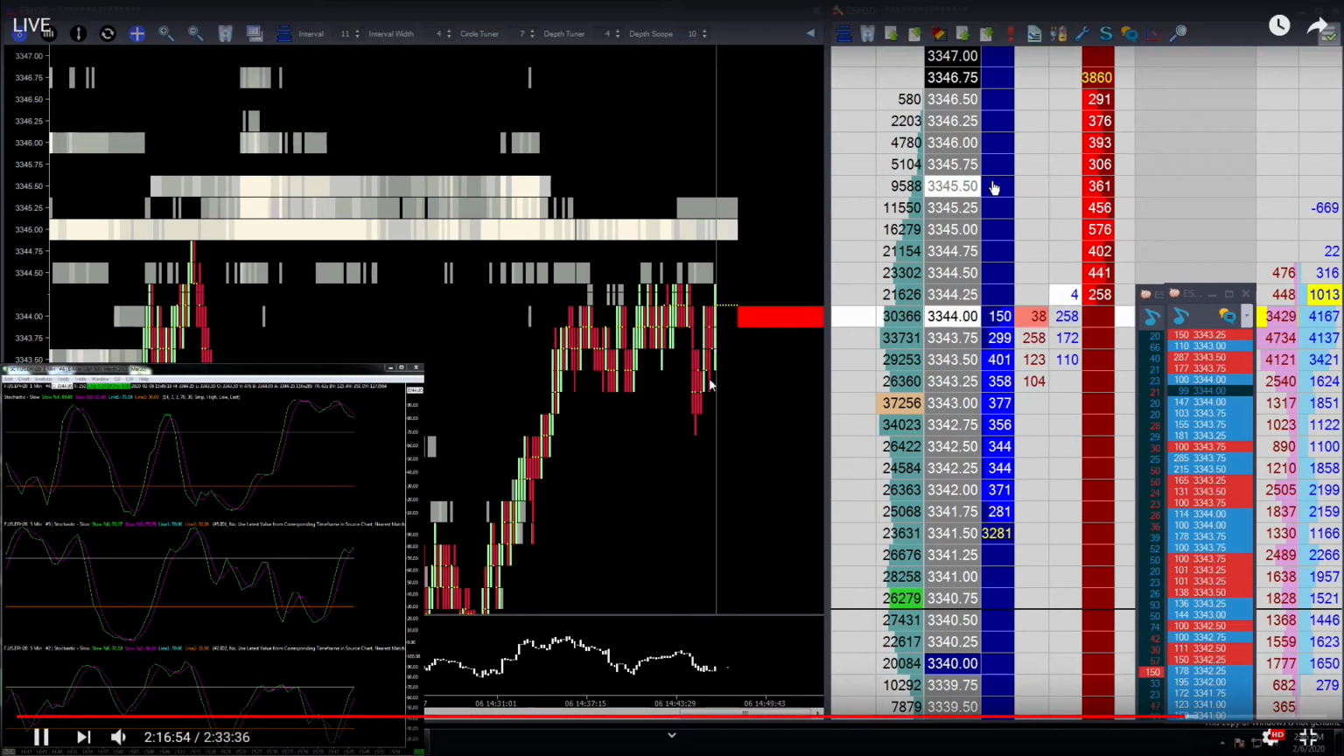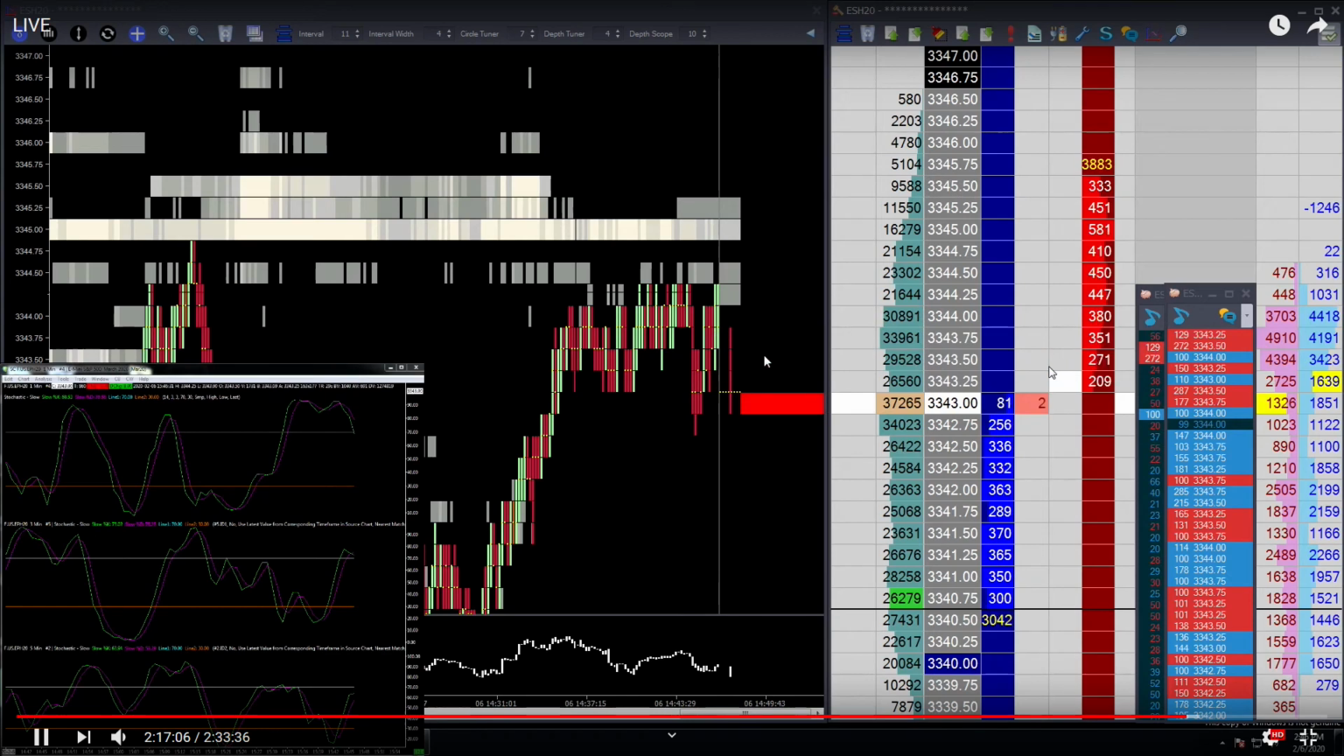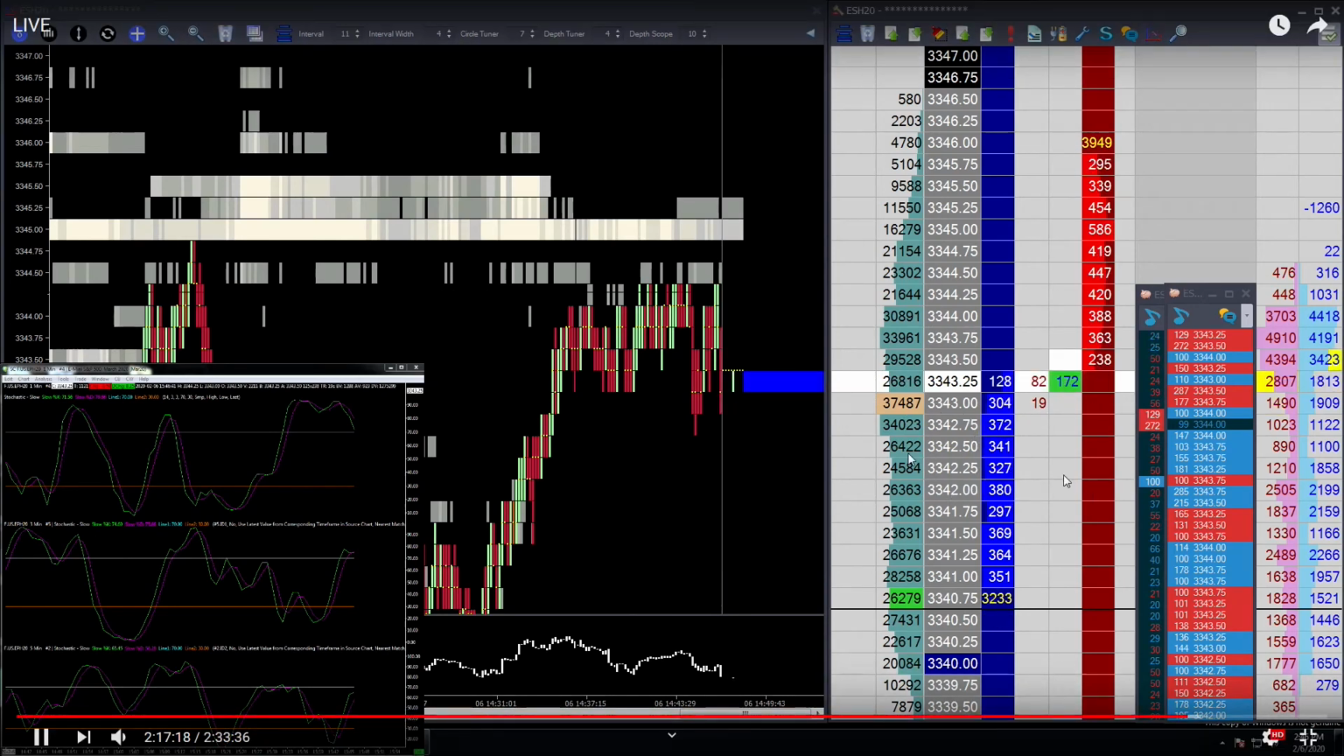So there you go. Boom, there's the other test. So it went up relatively easily, basically. And again, this point of control is kind of like this point of control in the bigger scheme of things. So that's why it chopped there. Boom, it gets sacked again with a lot of large size. And as long as this point of control is holding, that's good.